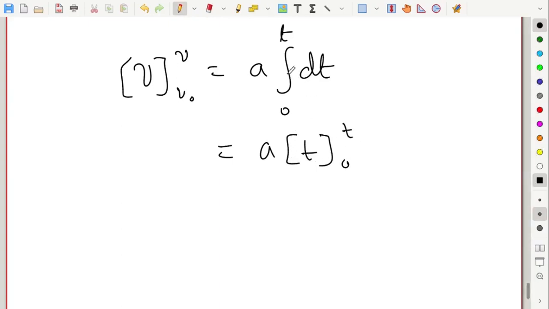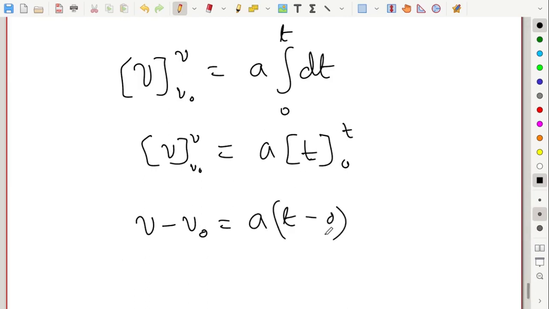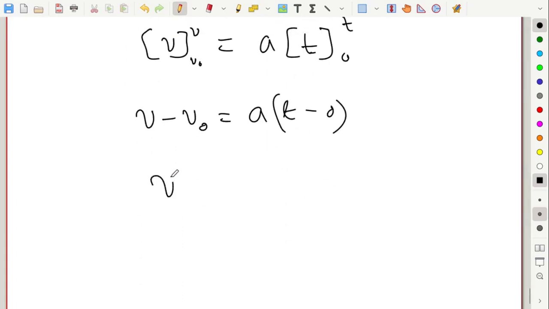So this also goes away and we end up with t. We need to put the lower limit and upper limit, so here we have v between the lower and upper limits. Applying the limits: upper limit minus lower limit. Substituting the values in the variable: upper limit gives v, minus lower limit v naught, equal to a times upper limit t, minus lower limit 0. So we have the equation v minus v naught equals at, or v equals v naught plus at.